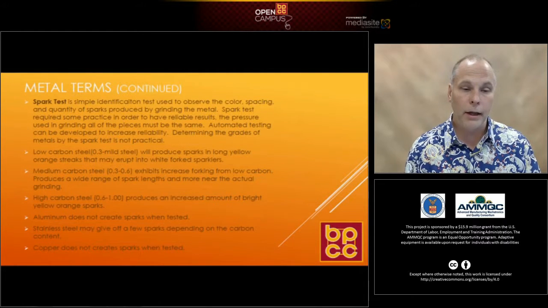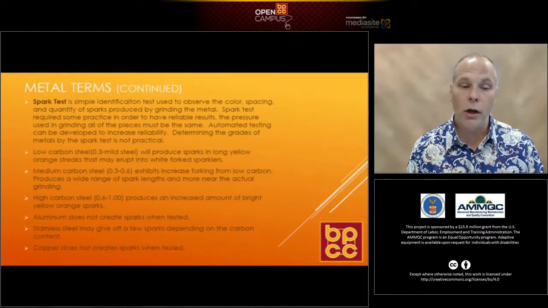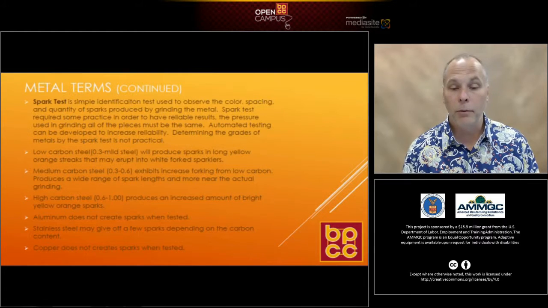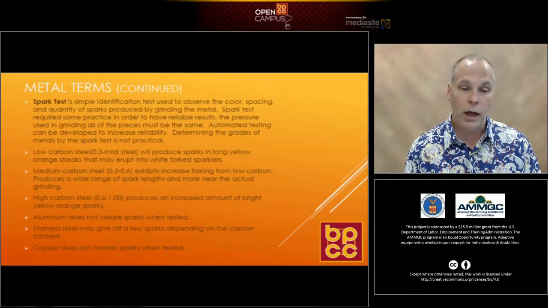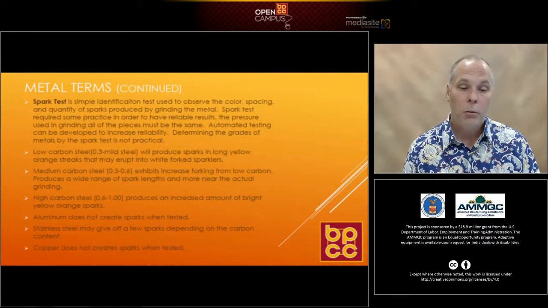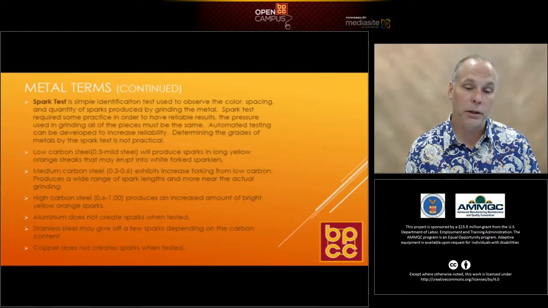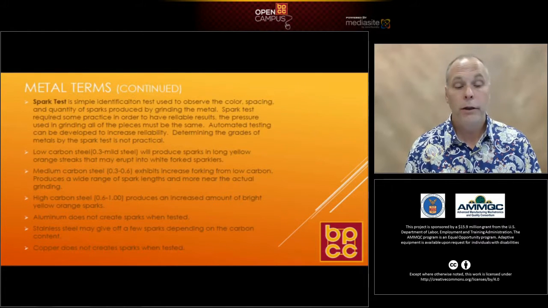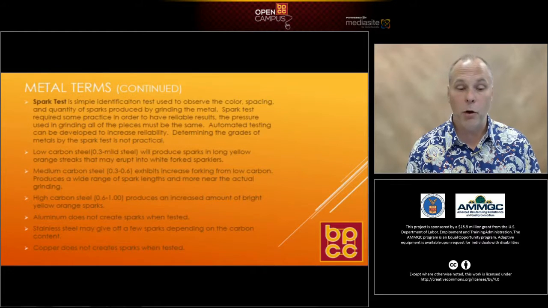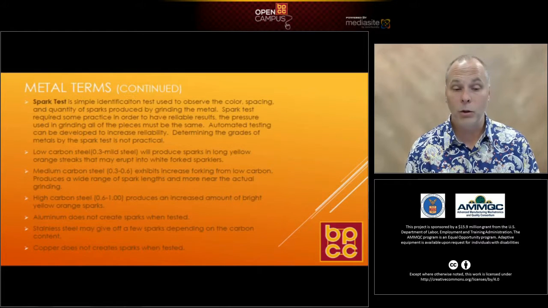Looking at a low carbon steel, which is a 0.3% mild steel, it will produce sparks in long yellow-orange streaks that may erupt in white fork sparklers. This is what you see when it's being sparked off, and we're going to show the video in a second. Medium carbon steel is 0.3 to 0.6%, exhibits increased forking from low carbon, and produces a wide range of spark lengths that are nearer the actual grinding, which means they're closer, not so far away. Then you have carbon steel, which produces an increased amount of bright yellow-orange sparks. High carbon steel has a lot of carbon in it, 0.6 to 1%.